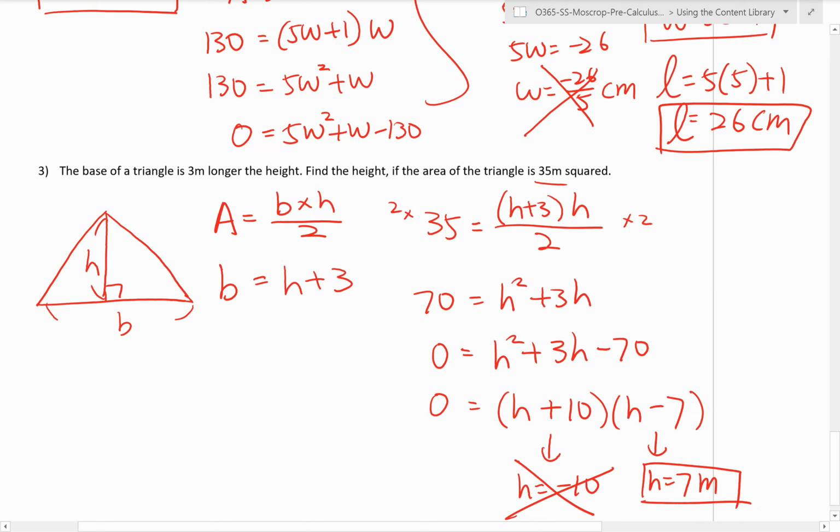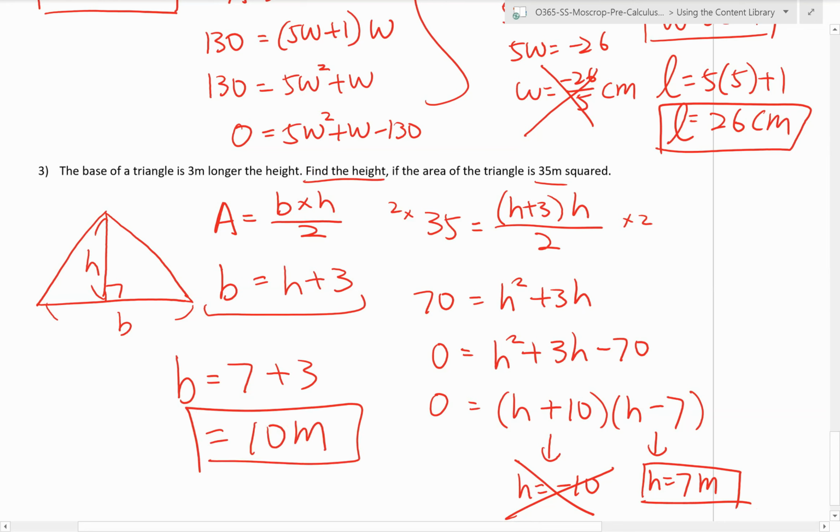Now, once we find the height, we can find the base. Or actually, it does not ask us to find the base. It only says find the height. But if you want to find the base, it's easy, right? Base is equal to height plus 3. Again, we plug into the base equation. Height is 7 plus 3, so base is 10 meters. I know it didn't ask us to do it, but if it did, that's what you need to do.